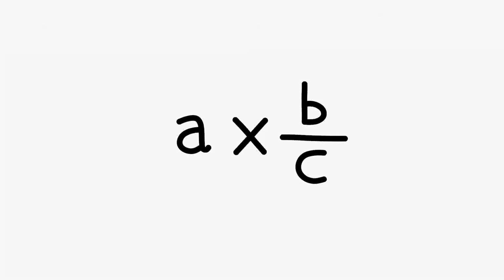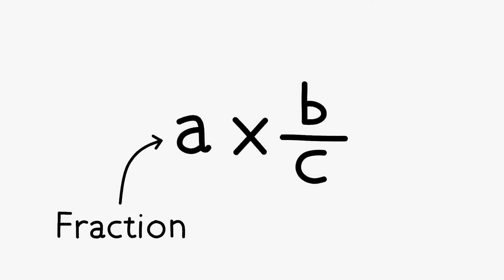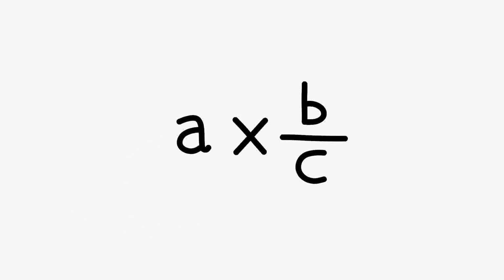So let's blow your mind some more, eh? Suppose that you get the following and you're asked to simplify it. To do this, you treat A as a fraction. How do you do that, you ask? You say that A is equal to A over 1. And then it's just fraction multiplication.